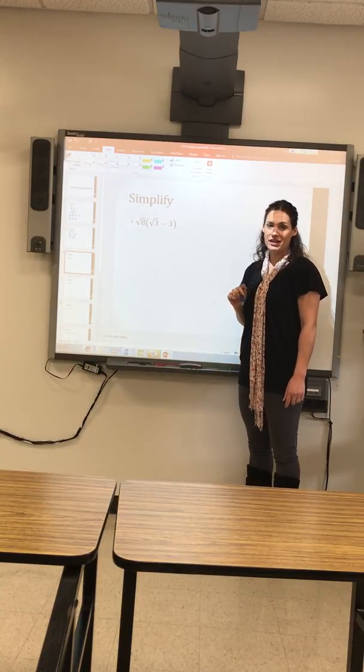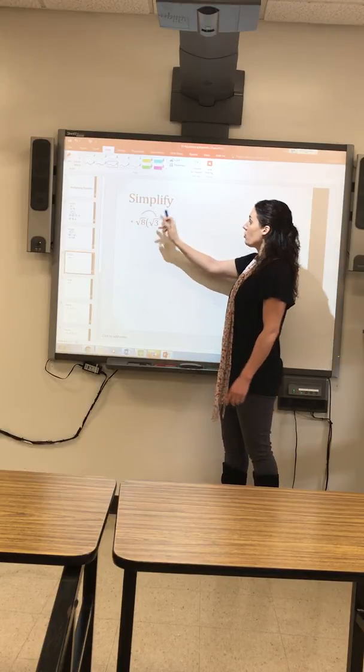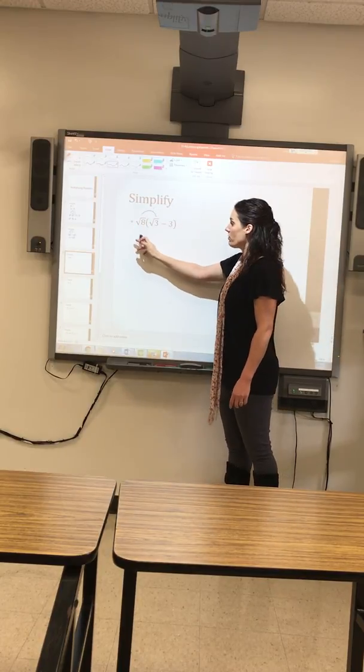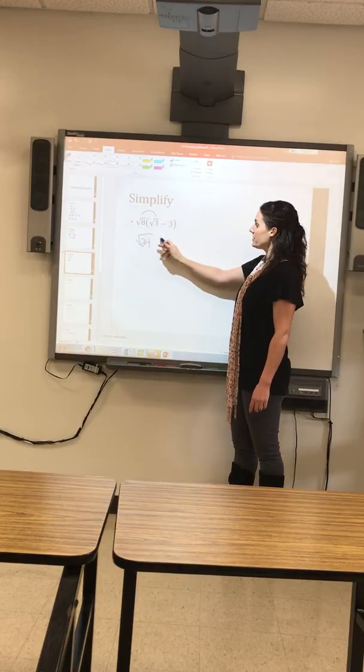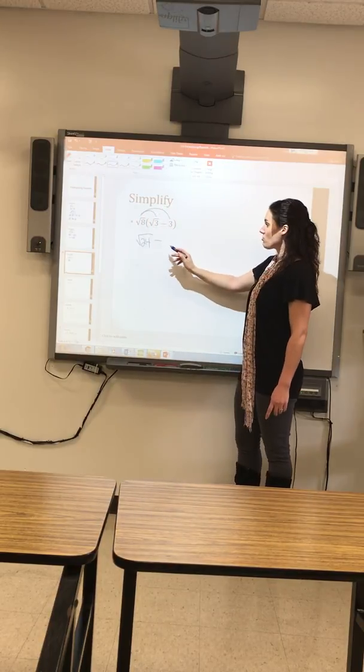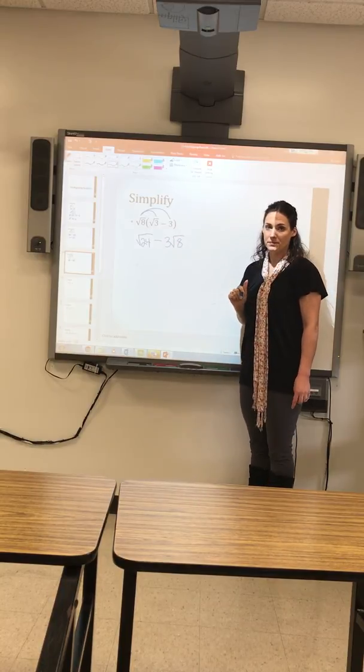Same exact process here, except now we're going to distribute the square root of 3. Sorry, square root of 8. Square root of 8 times square root of 3 would be the square root of 24. Minus square root of 8 times 3 is -3 square root 8.